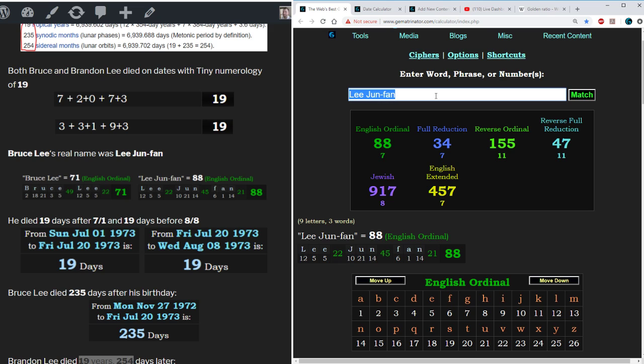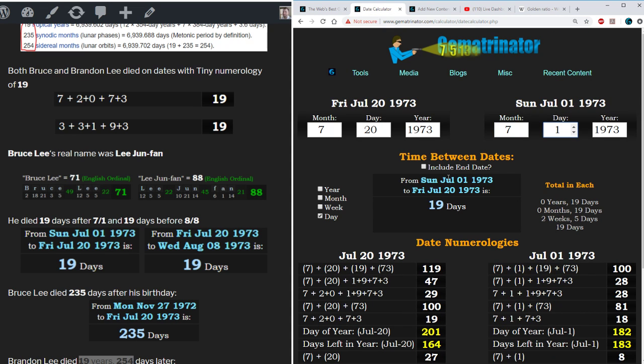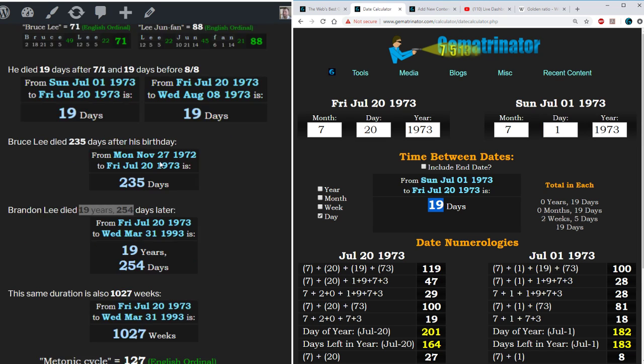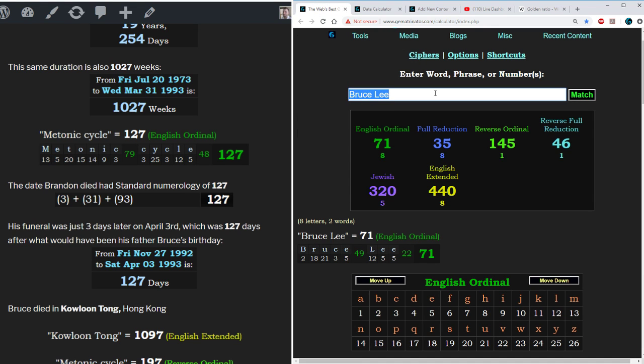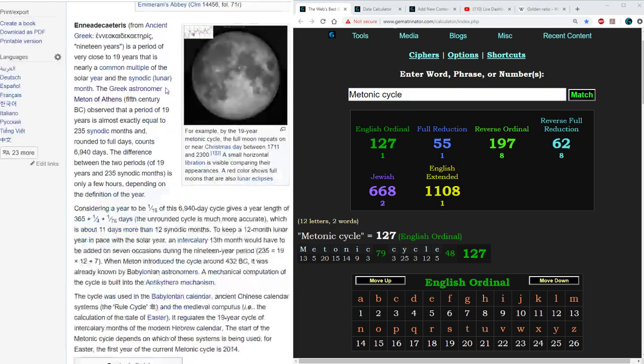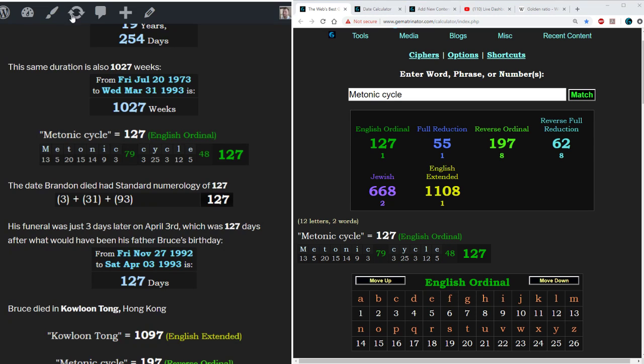But what really solidifies this is that his stage name was Bruce Lee, which equals 71 in ordinal. And if you instead measure from the date he died to the date written, 7/1, it was also 19 days away. So these are all numbers of the Metonic cycle. And using the alphabetic order, the phrase Metonic cycle equals 127.